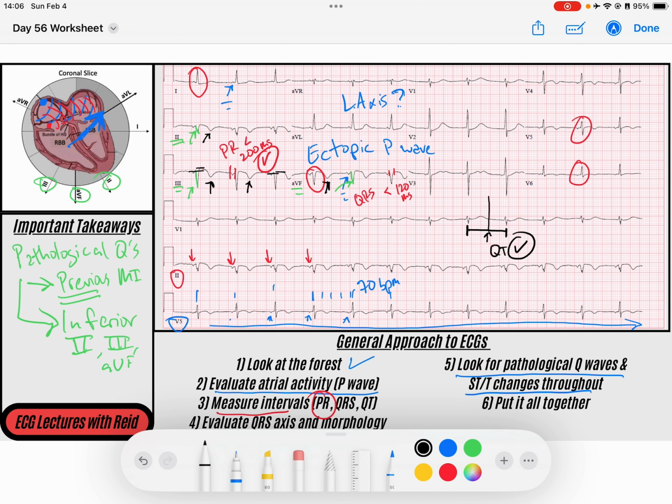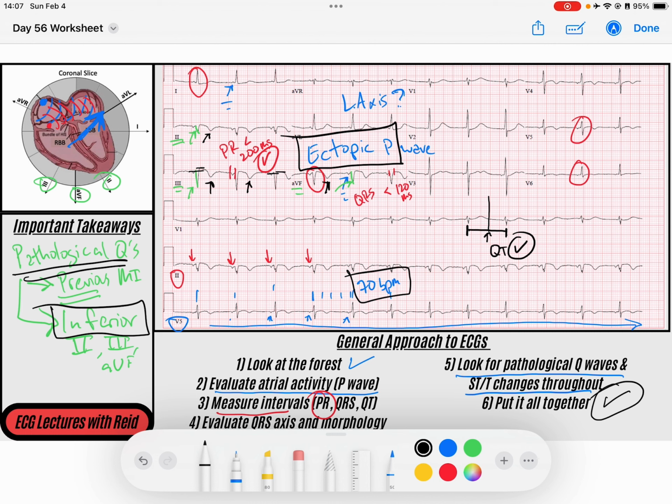And so let's put this all together now, because we've gone through our algorithm. So this is an ectopic rhythm at a rate of 70 beats per minute with a previous MI noted with pathological Q waves in the inferior leads of 2, 3, and AVF.